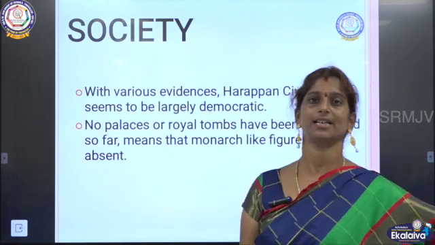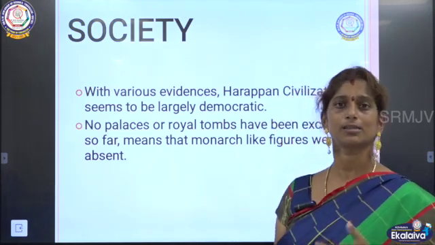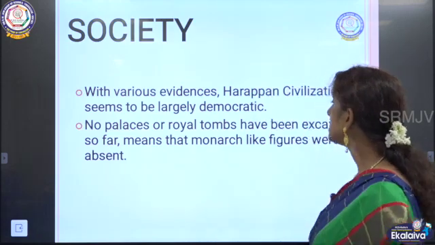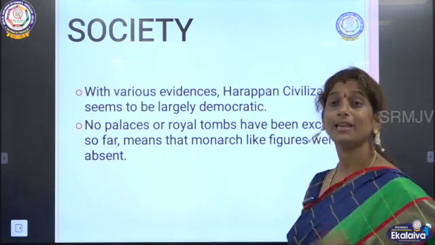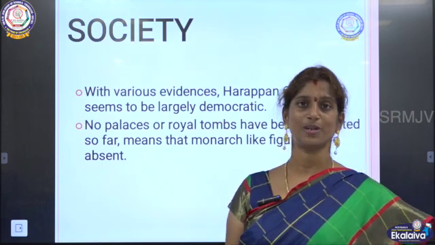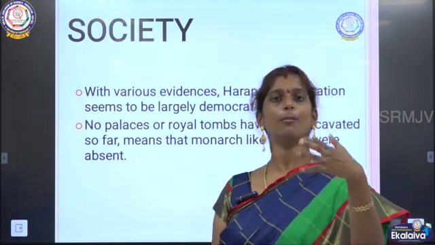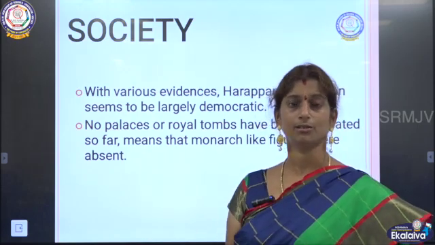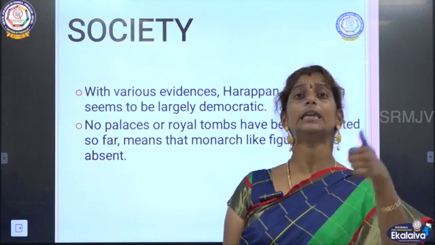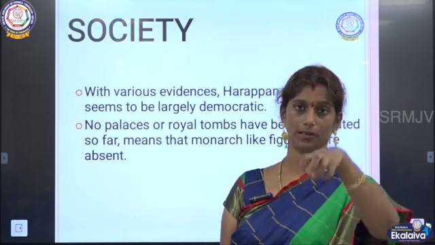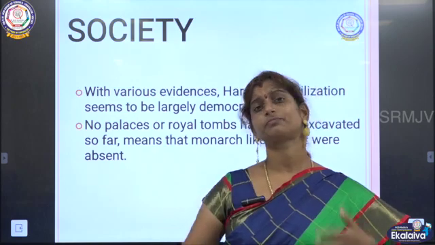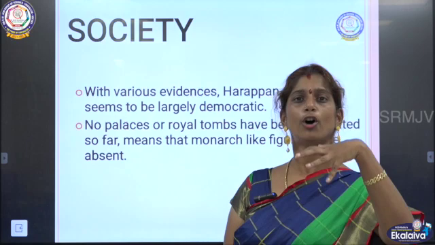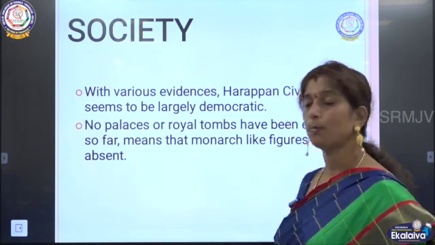So first starting with society. We call society a group of people, right? With various evidences, Harappan civilization seems to be largely democratic, which means we are seeing more excavations, more archaeological sources of Harappan civilization, but there was no evidence of a king or a queen or a ruler, okay? Which means the people were moving along with everyone. So the form of civilization was democratic.